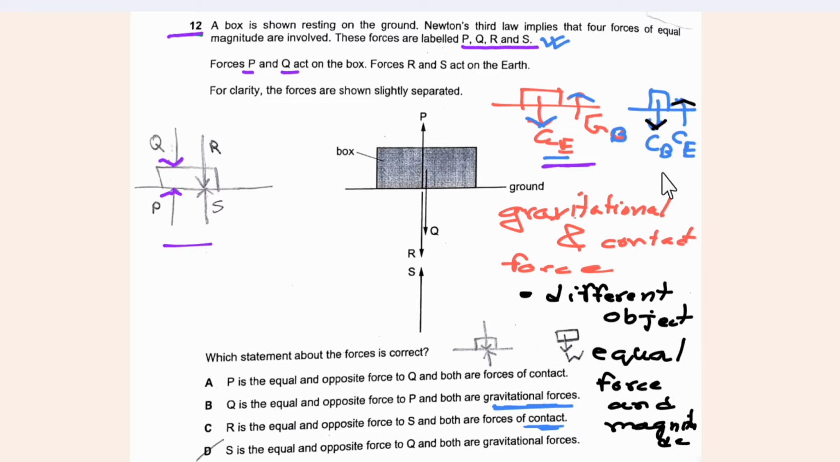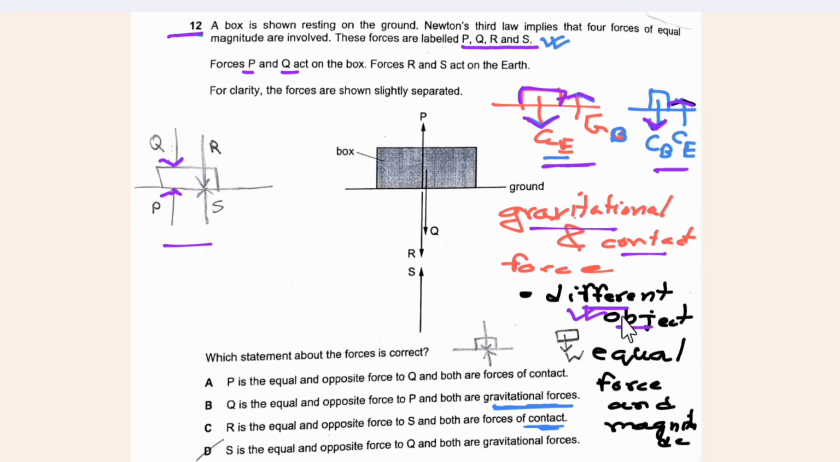For the gravitational force and contact force, we have something that is common: the forces are acting on different objects. We can see that this force is acting on the earth, while this force is acting on the block, and this force is acting on the earth, and this force is acting on the block. So we can see that the objects on which the forces are acting are different.